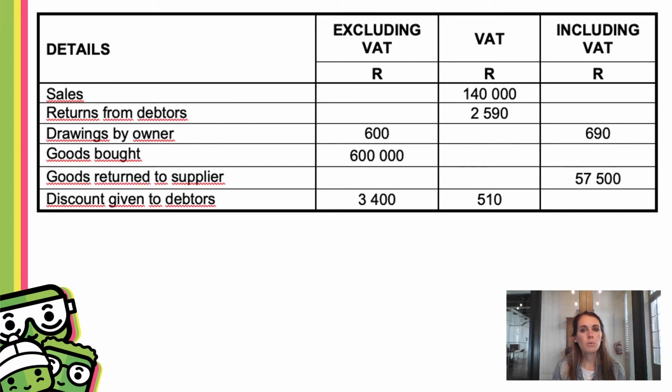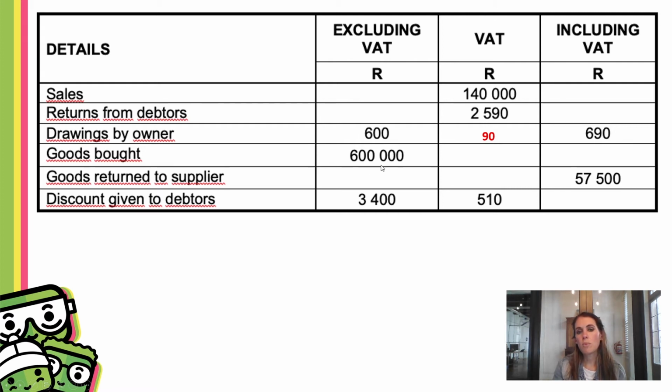We're going to start with the drawings by the owner. You will see that in the including VAT amount column, I've got 690 Rand. In the excluding VAT column, I've got 600 Rand. So the difference between the two is 90 Rand, and that will be my VAT. Excluding VAT plus VAT will give me the amount including VAT.